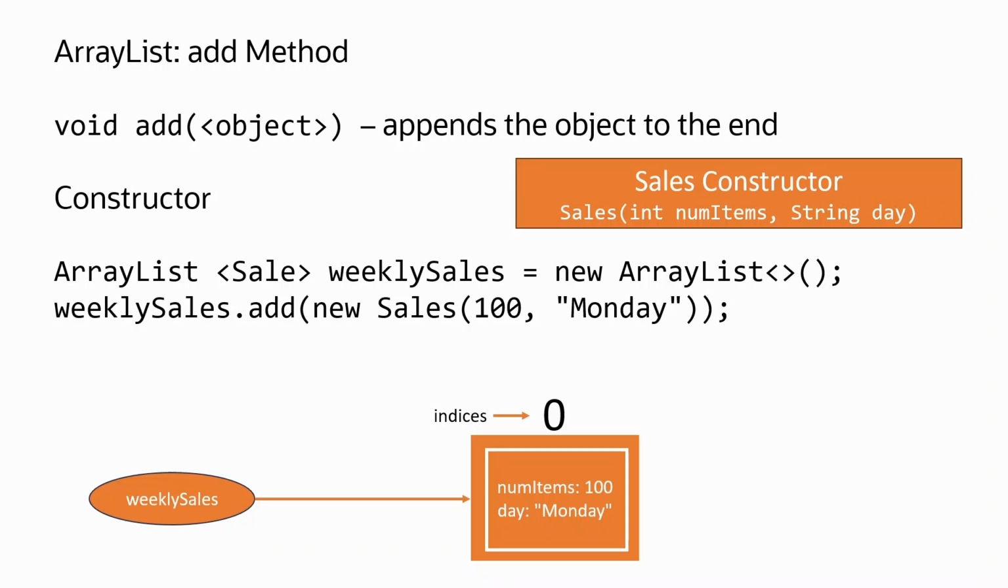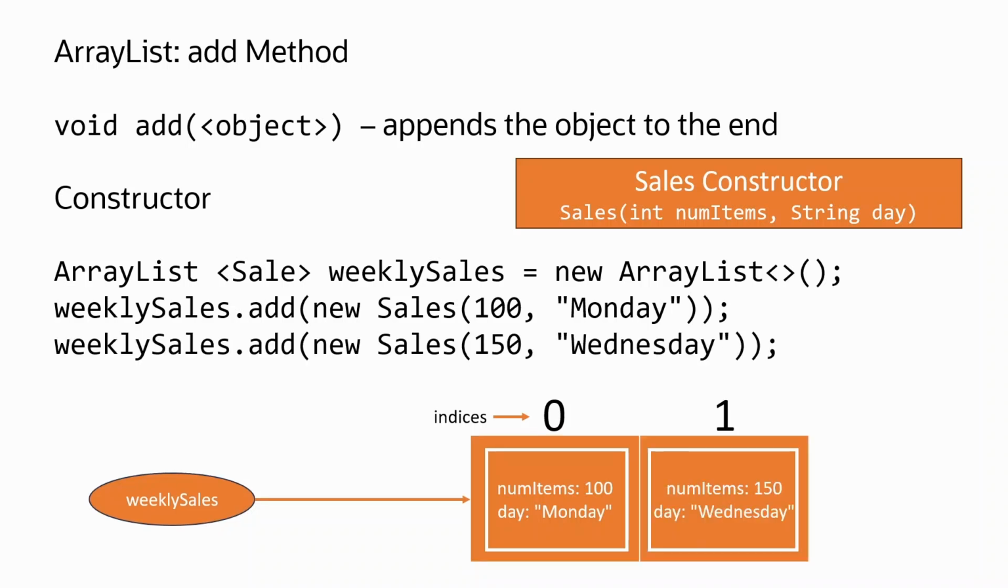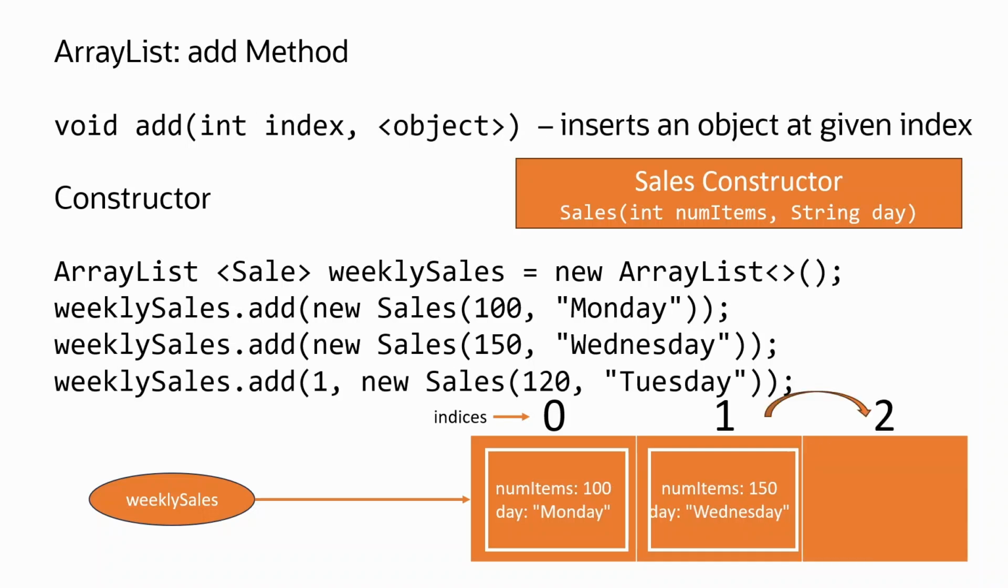And so the value at index 0 will be this new sales object. Then if we say weekly sales.add new sales 150 for Wednesday, that will append the sales for Wednesday at index 1. There is also an add method that takes in an index for where you want to insert the object.